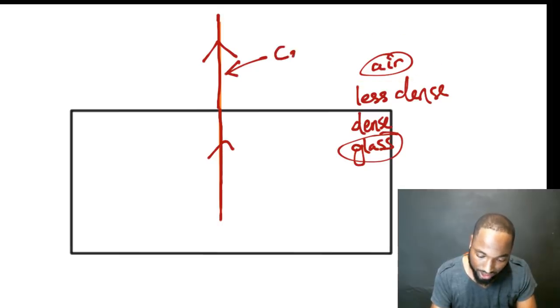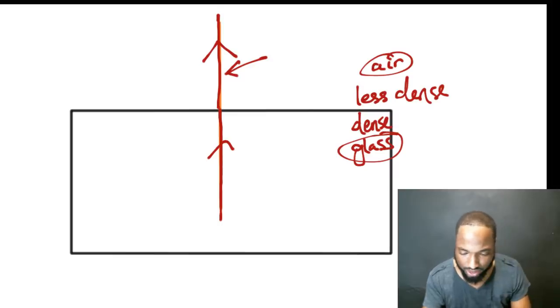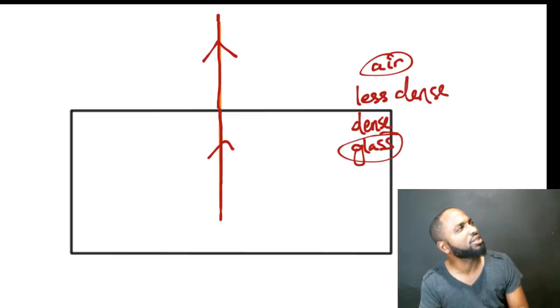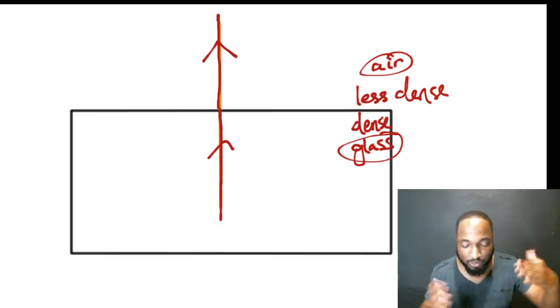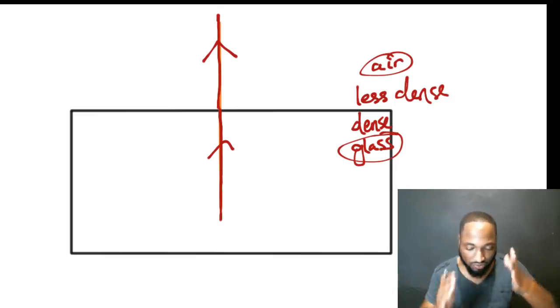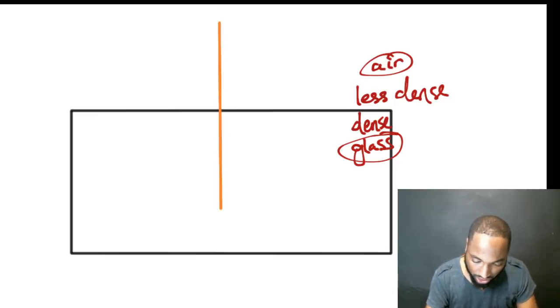So it'll have a higher speed. Would it really? Yes, it would. It will speed up because it went from glass to air, but it wouldn't experience any shift in the angle. So let's check out what's going on here with the angle now.